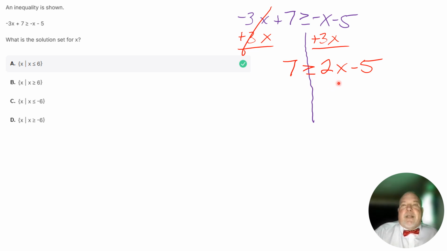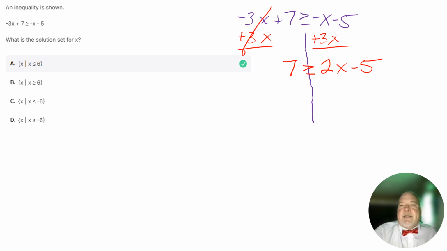Now, be careful. You can't decide that until you get the variables on one side. So if I did that in the beginning, I have a negative here. Oh, I've got to flip the inequality. I've got a negative here. Oh, I've got to flip the inequality. So don't make that decision until you get the variable on one side. All right, so now we're just going to continue solving this. I'm trying to get the x by itself. I'm trying to isolate it.